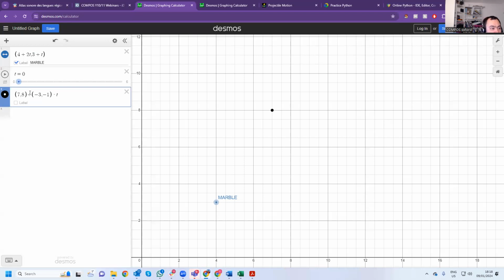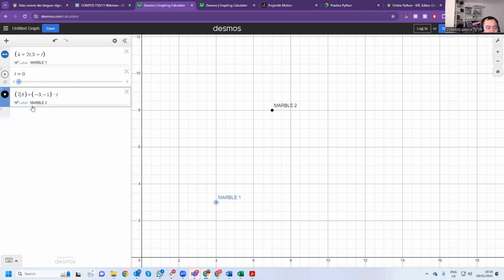Multiplied by t. Interesting, I can actually do it like this. Marble 2, and this is marble 1. I can see as time goes by, both marbles move. Okay, they don't really intersect.